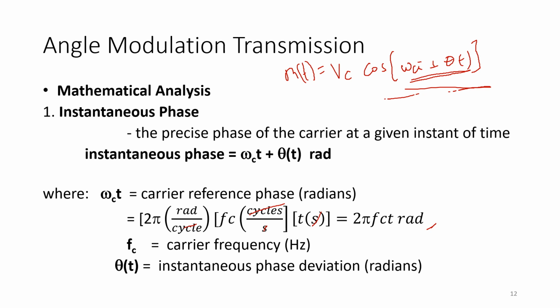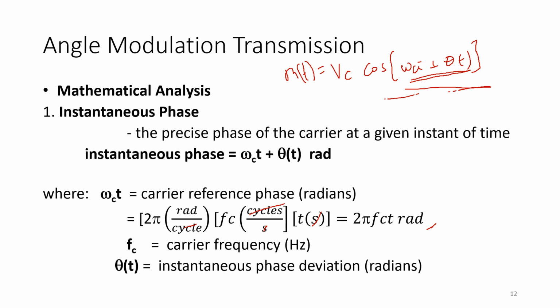Okay, so omega_c t, let us elaborate. This is the carrier reference phase in terms of radians. So our omega_c t is 2 pi f_c t. What is 2 pi f_c t? So 2 pi is in terms of radian per cycle. f_c is cycles per second; the carrier frequency is also represented as hertz, but it can also be represented as cycles per second. And then, of course, time is represented by seconds. So seconds will be cancelled out, cycles will be cancelled out. So what remains is radian.